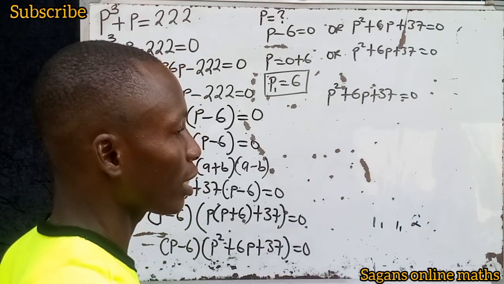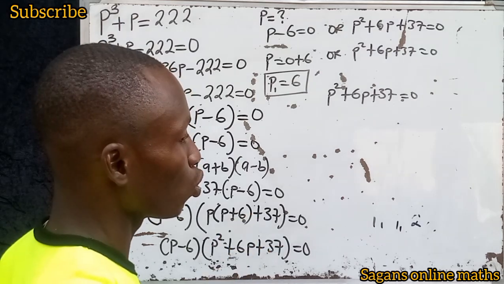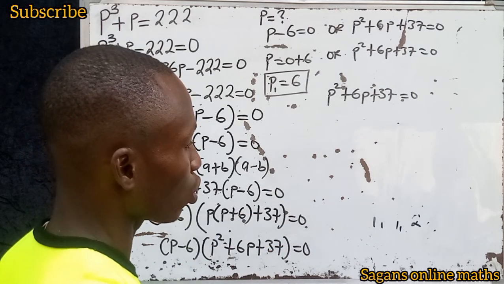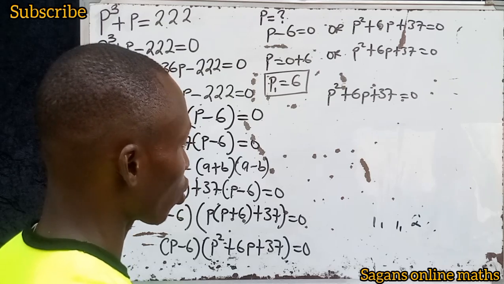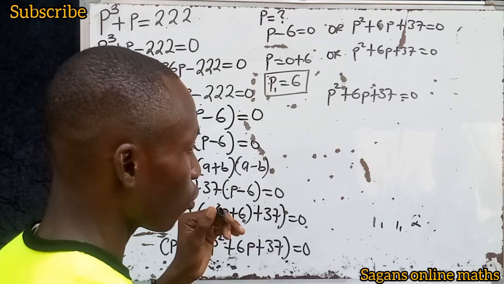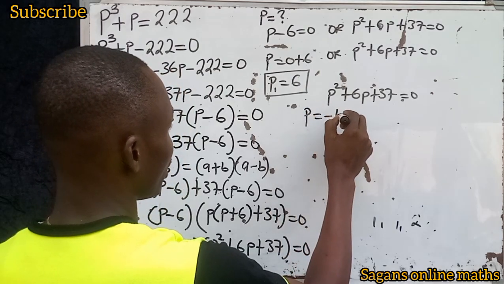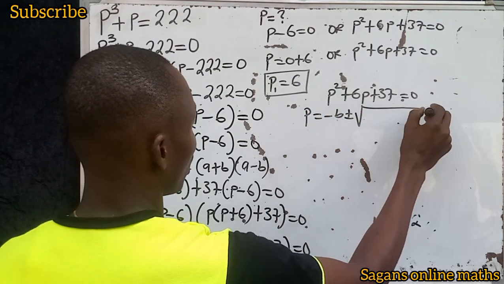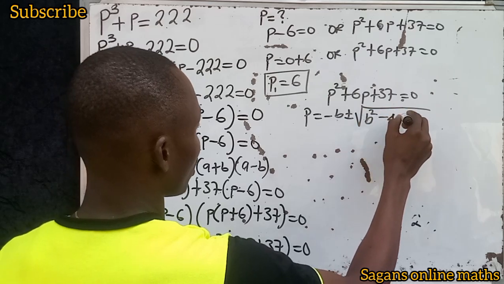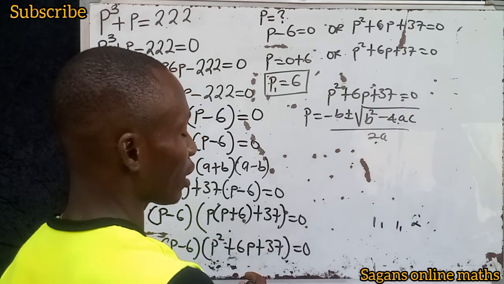Can this equation be factorized? No. Okay, so what are we going to do? We have 4 ways of solving a quadratic equation. One, the factorization method, but the factorization method cannot work. We have completing the square. Completing the square can work. We have the formula method. So we'll use the formula method. That means our p equals minus b plus or minus the square root of b squared minus 4ac, divided by 2a. This is the quadratic formula.